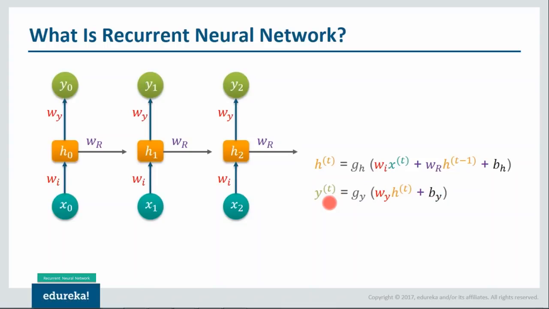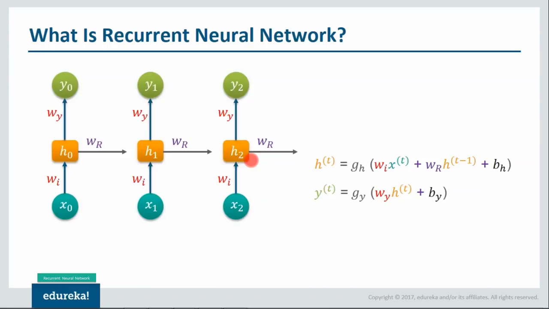Now in the next timestamp, that is at time t equals 1, things become a bit tricky. Let me explain what happens here. At time t equals 1, I have input x1. I need to figure out what h1 is. For that, I'll use this equation. I'll multiply Wi, the weight matrix, by the input x1, plus Wr into h of 1 minus 1, which is h of 0. We know what we got from here. So Wr into h of 0 plus the bias, pass it through a function g of h to get the output as h1. Now this h1 will be used to get y1. We'll multiply h1 with the weight matrix plus a bias and pass it through a function g of y to get y1.